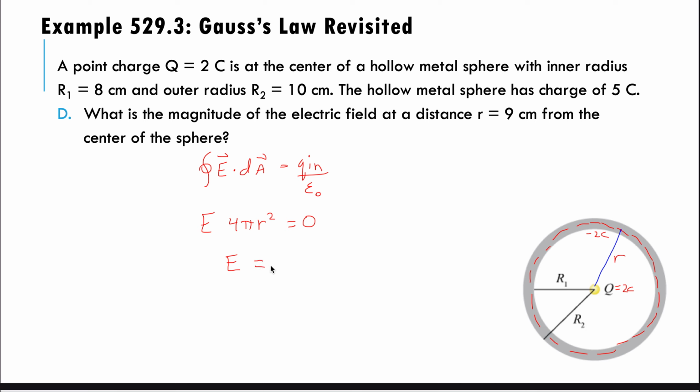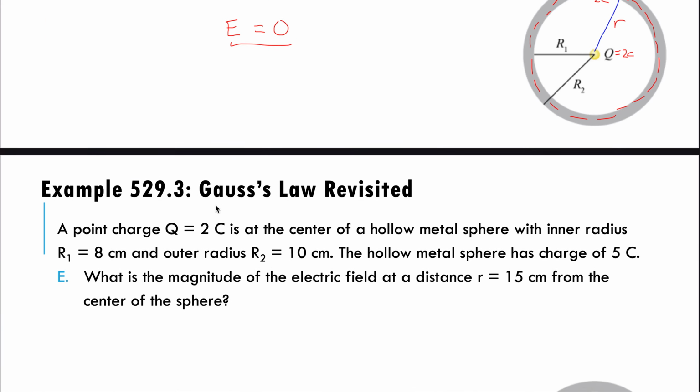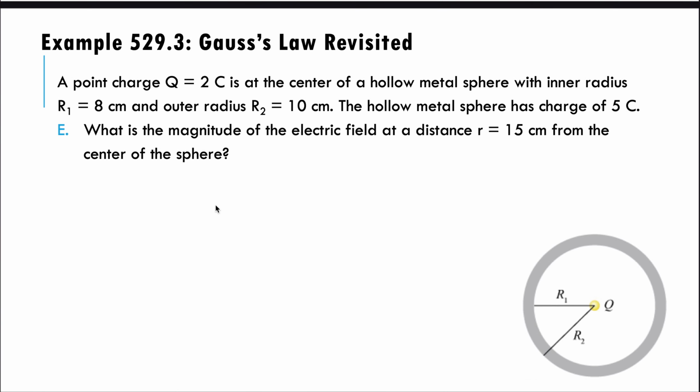So we kind of took an extra step there. Sometimes you get so used to doing a routine thing that you don't think about, oh, wait a second, we're inside the hollow metal sphere, we're inside our conductor, so the electric field is 0 inside a conductor. Let's look at the last part, part E. What is the field at a distance of 15 centimeters from the center of the sphere?